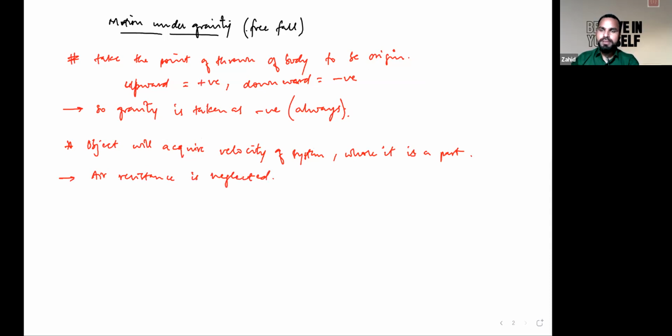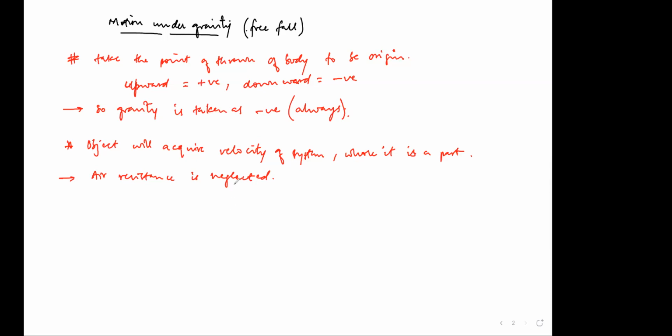Any doubt till this to any one of you? Safan, is it clear? Sir, could you explain object will acquire velocity of system once again?